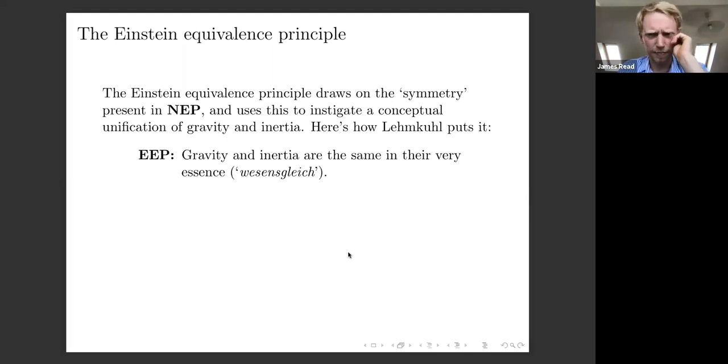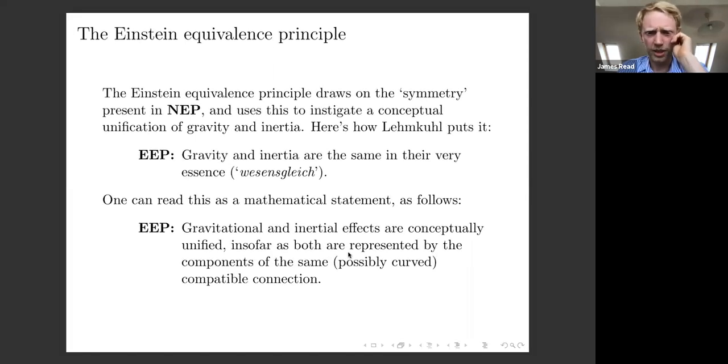I would like to read this in a bit more mathematical a way. It seems to me that what's going on here is a commitment to a geometrized framework for gravitation. And so I would write it as follows. Gravitational and inertial effects are conceptually unified insofar as both are represented by the components of the same possibly curved compatible connection. Good. So what were two different things, a gravitational force and inertial effects, cease to be different in a framework which embraces the Einstein equivalence principle.